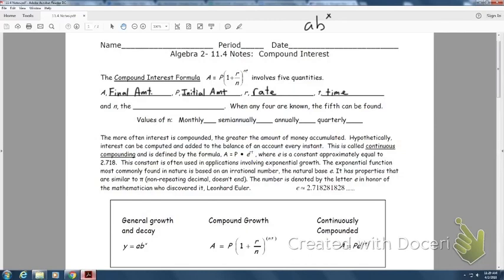N is something that is going to be completely new. Make sure that you're writing small here, and it is the number of times compounded in 1 year.